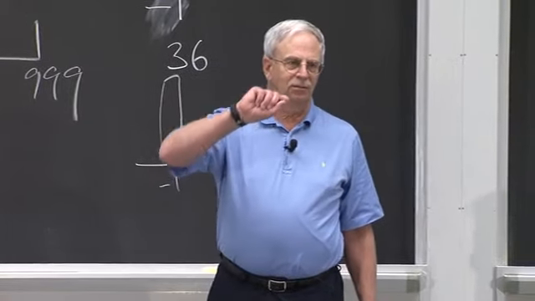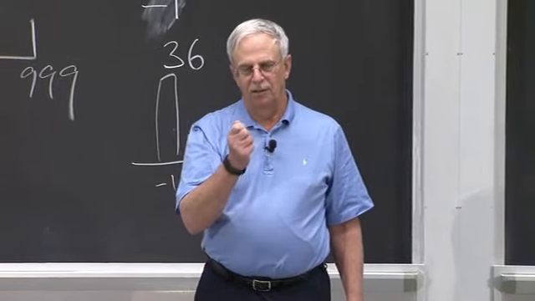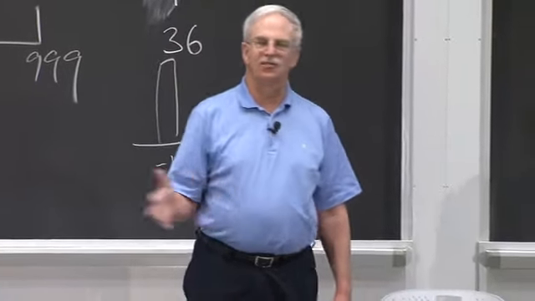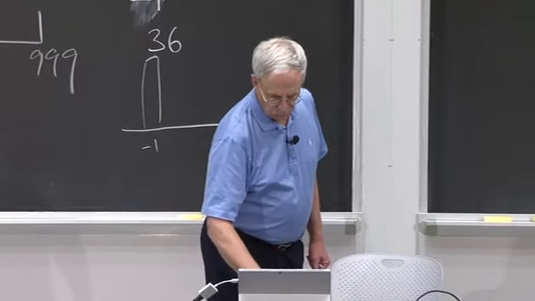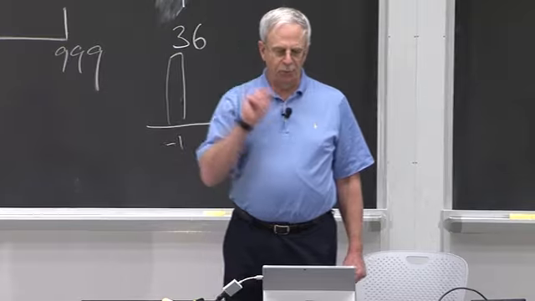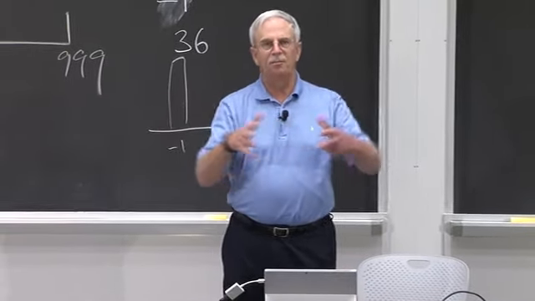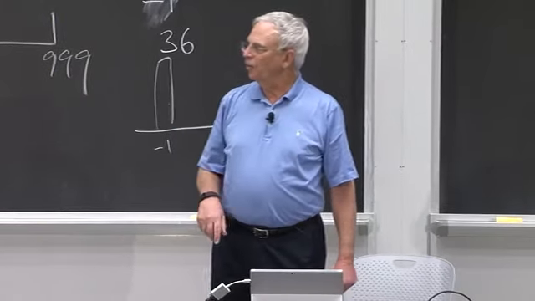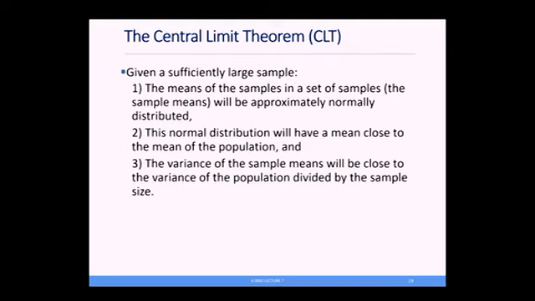But what we're reasoning about is not the return of a single spin, but the return of many spins. If we played 1,000 spins, what is our expected return? As soon as we end up reasoning not about a single event, but about the mean of something, we can apply something called the central limit theorem. And here it is. It's actually, for something so important, very simple. It says that given a sufficiently large sample, and I love terms like sufficiently large, but we'll later put a little meat on that, the following 3 things are true. The means of the samples in a set of samples, the so-called sample means, will be approximately normally distributed.